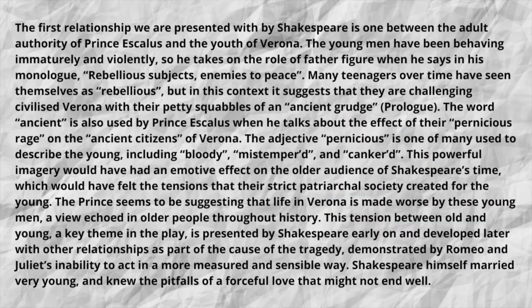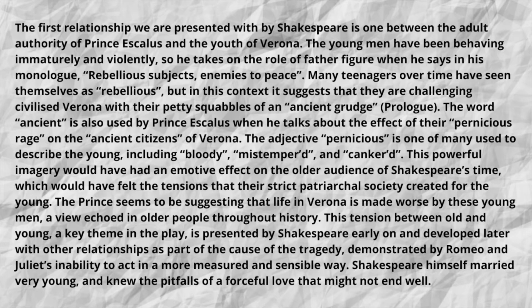Okay, here's the essay. The first relationship we are presented with by Shakespeare is one between the adult authority of Prince Escalus and the youth of Verona. The young men have been behaving immaturely and violently, so he takes on the role of father figure when he says in his monologue, "Rebellious subjects, enemies to peace." Many teenagers over time have seen themselves as rebellious, but in this context, it suggests that they are challenging civilized Verona with their petty squabbles of an ancient grudge.